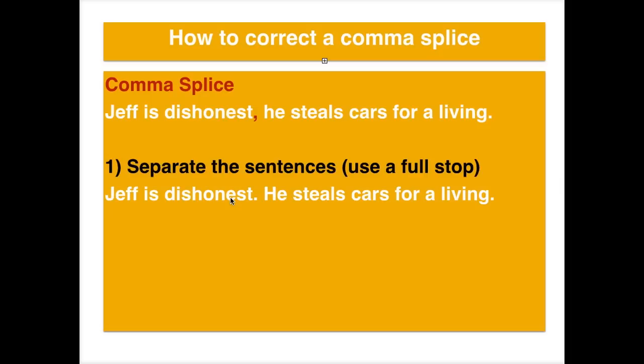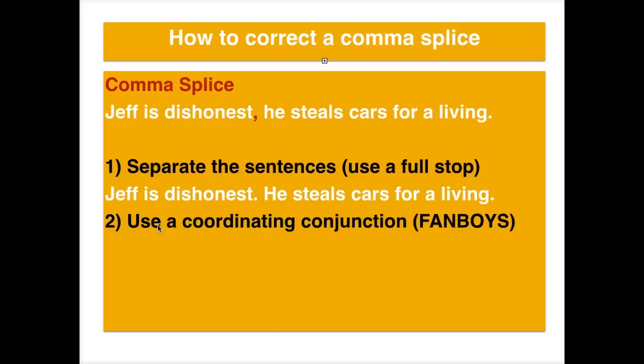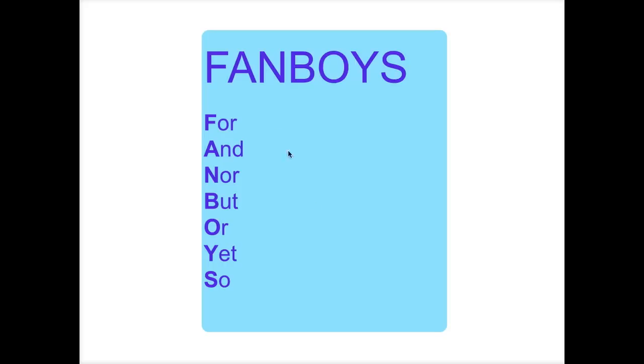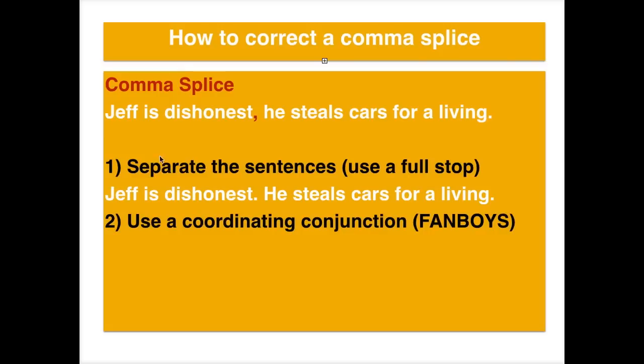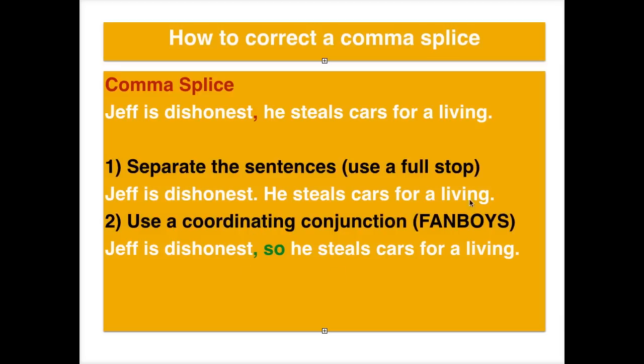So we want to extend our sentences at times to make them into compound sentences. And that's what we're trying to do next. If we use a coordinating conjunction, remember the FANBOYS, we're adding one of these coordinating conjunctions or connectives, and that's for, and, nor, but, or, yet, so. So this now becomes Jeff is dishonest, so he steals cars for a living. Remember, you need the comma before the coordinating conjunction.